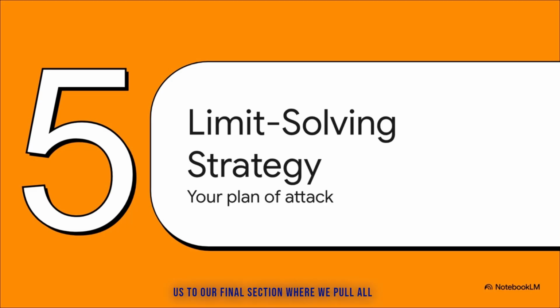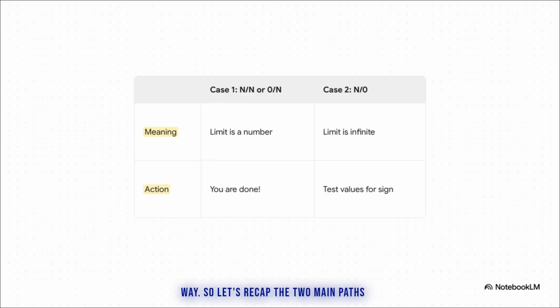And that brings us to our final section, where we pull all these threads together. This is your limit-solving strategy, a complete plan of attack for any problem that comes your way. So let's recap the two main paths we've seen so far. Case 1, you plug in the number, you get a real answer, and you're done. Case 2, you get a non-zero number over 0, and you know the limit is infinite.